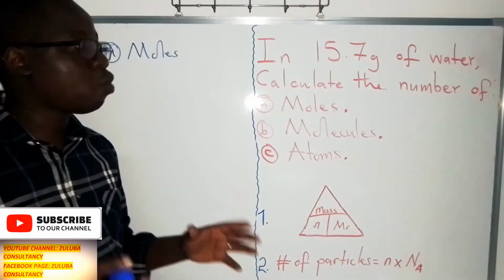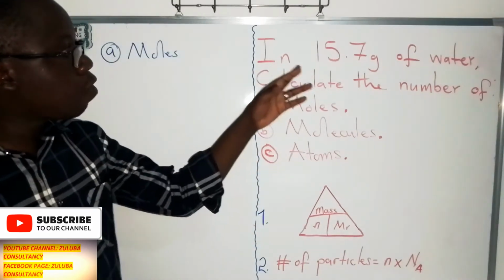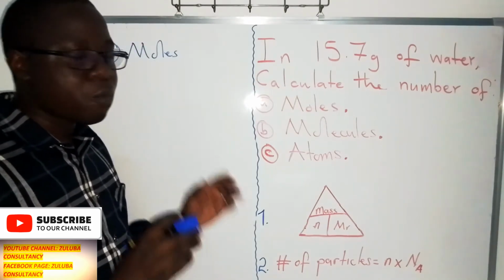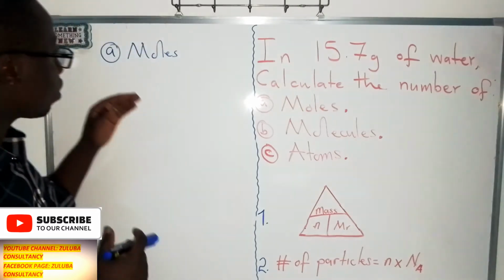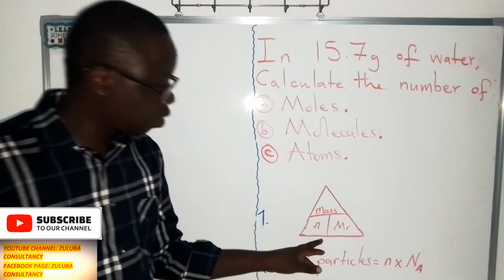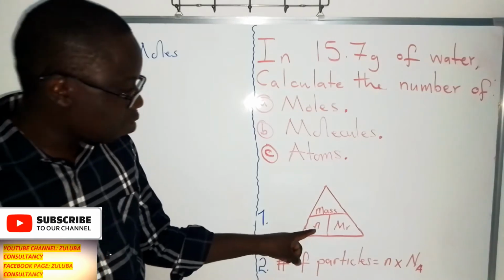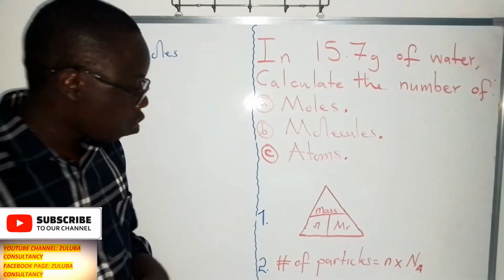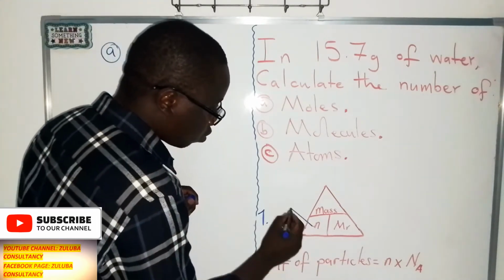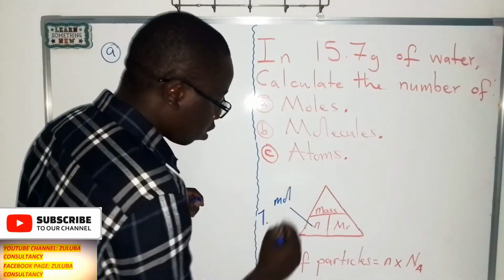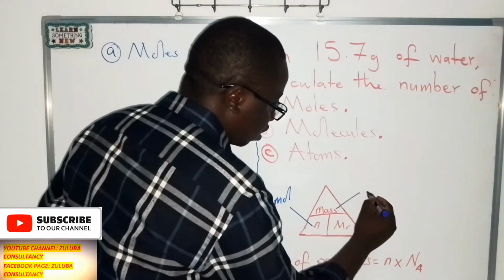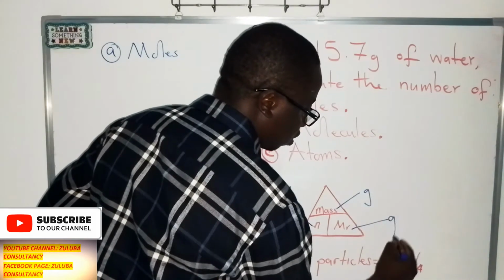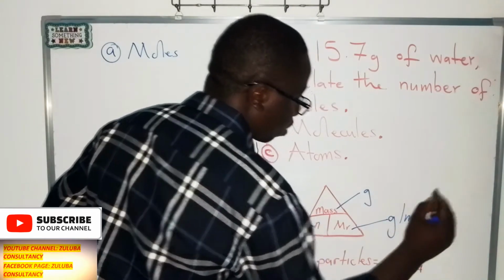The question reads, in 15.7 grams of water, calculate the number of moles. So for us to calculate the number of moles, we need to use this formula, where we say number of moles is equal to mass divided by the molar mass. The unit for number of moles is mole. The unit for mass is grams, while the unit for molar mass is grams per mole.